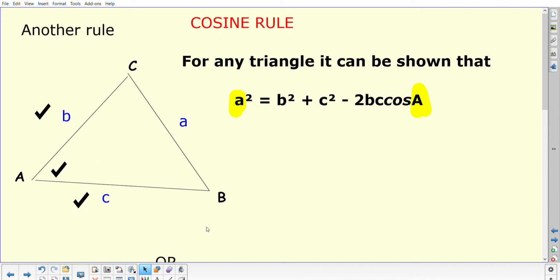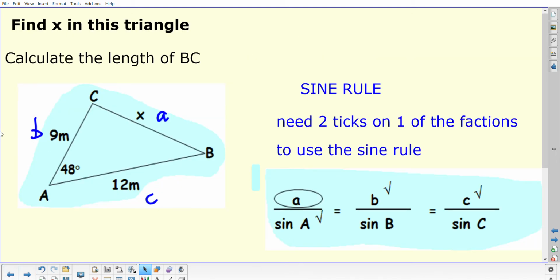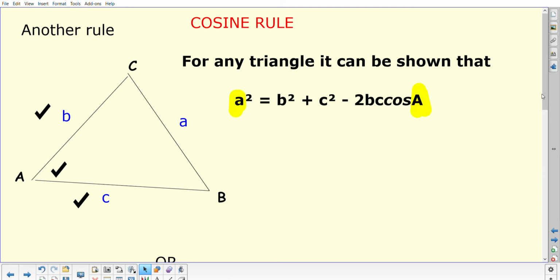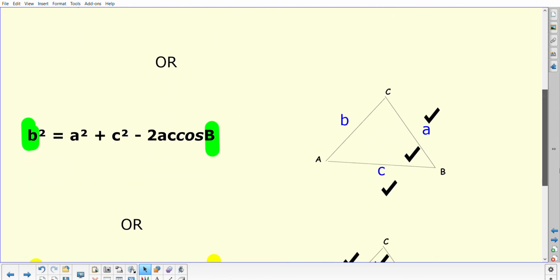So basically, in a situation where, notice here, the two sides that we've got are b and c, and the angle that we've got is in between those two sides, that is when you're going to be using the cosine rule. And if we look at that previous example, that's what we had. We had two sides and the angle in between those two sides. So whenever that happens, it is going to be the cosine rule.